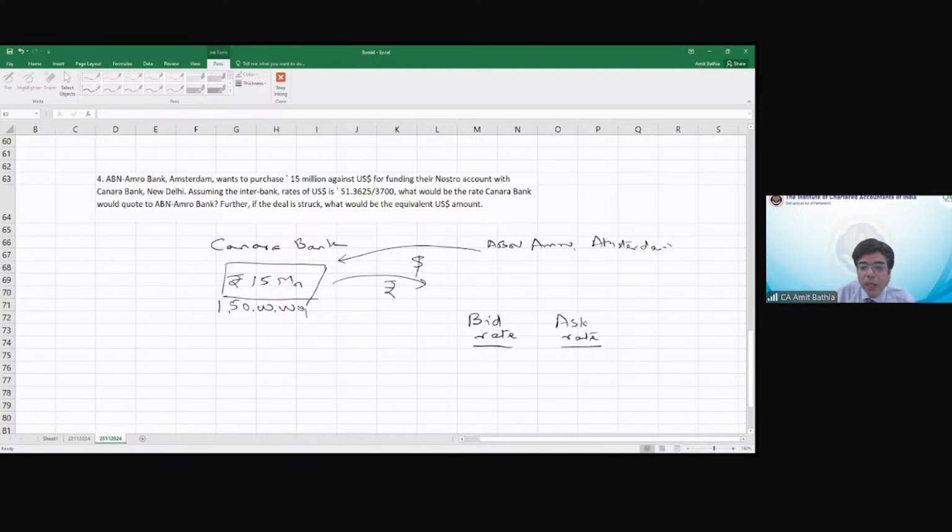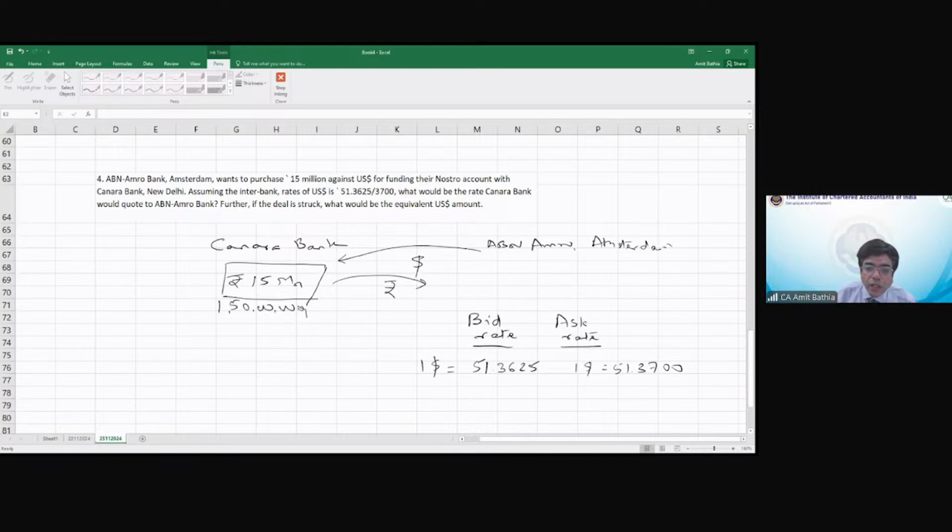Can you please help me, which one is the bid rate? 51.3625 or 51.3700? The bid rate is 51.3625. Always remember, the ask rate is going to be higher than the bid rate, because there has to be a margin accommodated for the forex dealer. So the ask rate is 51.3700.